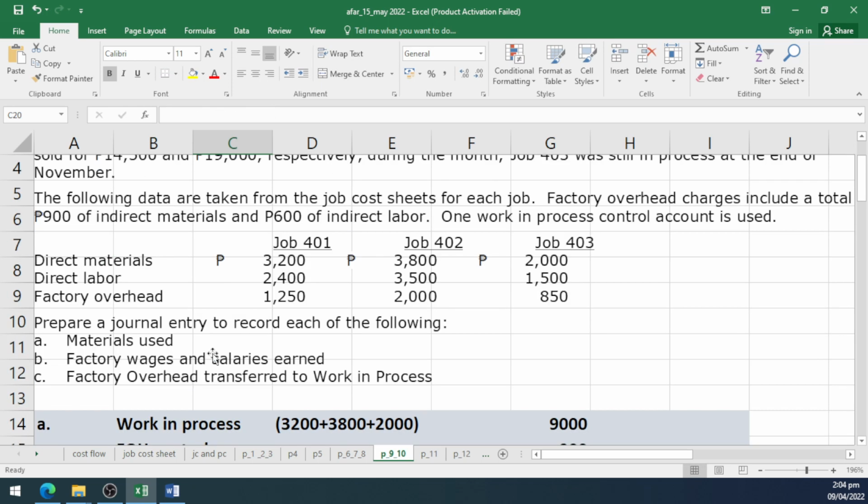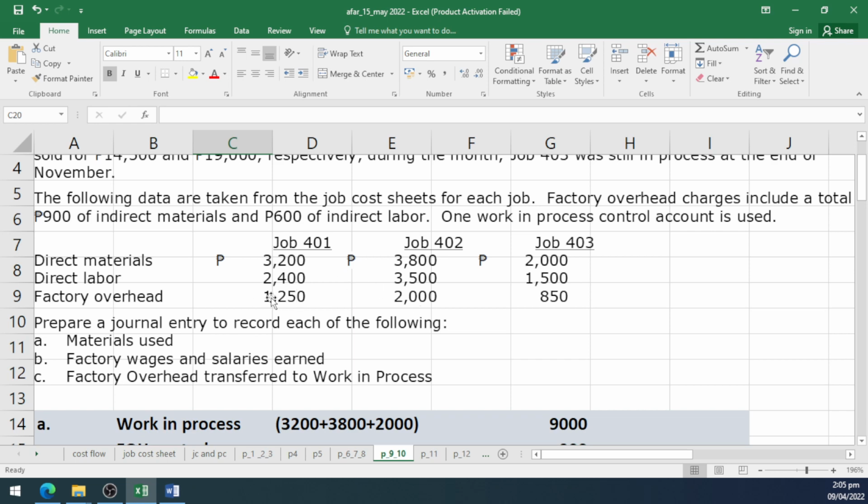Yan. And then, for our factory overhead transferred to work in process. Apparently, in this problem, this is an actual costing because there is no predetermined overhead rate given. You will also notice the overhead for 401, 1,250 over 24, that's 52%. Then 2,000 over 35, that's 57%. They differ because this is not a predetermined rate. Whatever was actually used for every job is what is charged. This is actually actual costing.